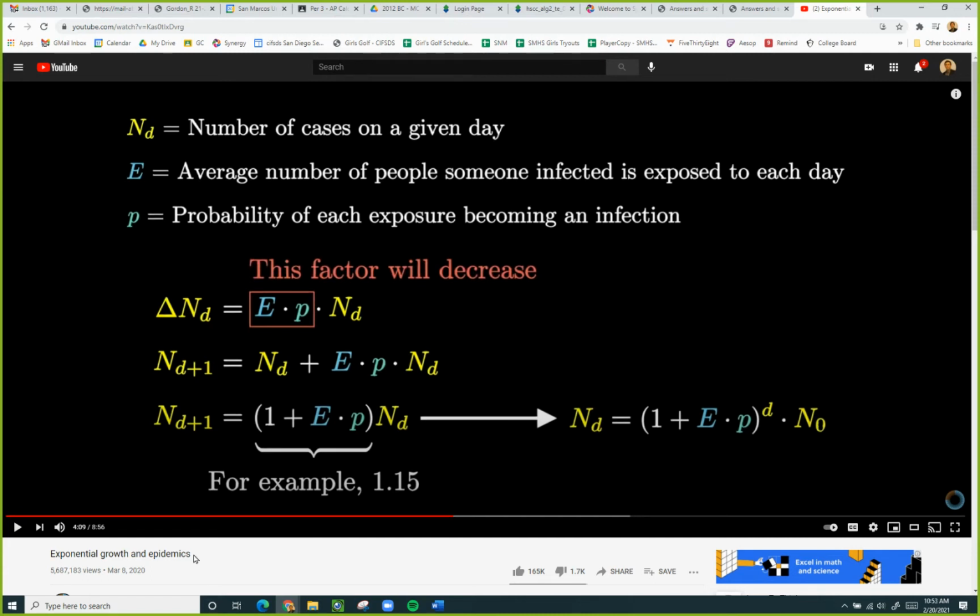It's from a 3Blue1Brown video titled Exponential Growth and Epidemics for us to understand the basics of logistic growth, which is basically all we need to know for the AP exam. So let's see what we can see here from this video.